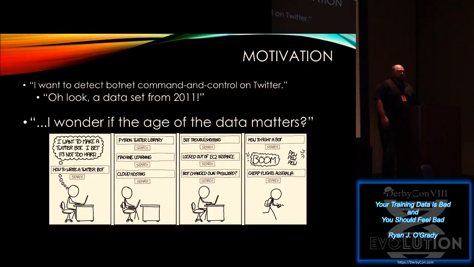So how did this come about? Well, I had a pretty simple question. Can I detect botnet command and control on Twitter using a machine learning classifier? So I started digging into that, and there are all these tools out there. All I need is some labeled data, right? Well, that's easier said than done. The availability of data is low. Labeled data is almost non-existent, and recent labeled data, forget it. You just give up and go home.